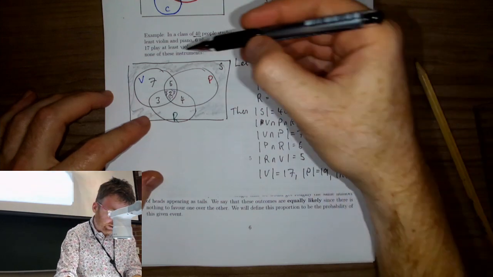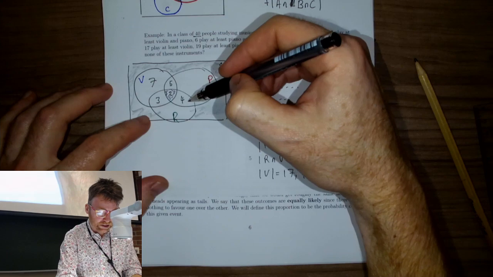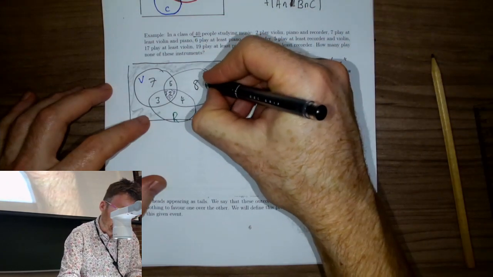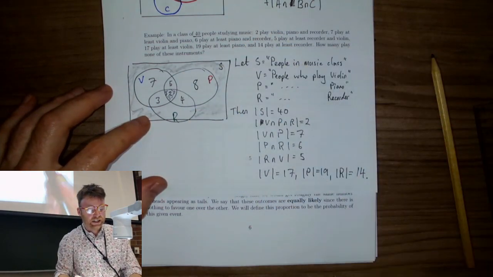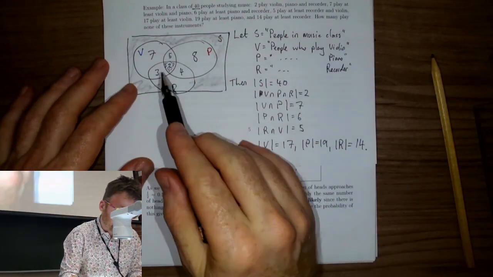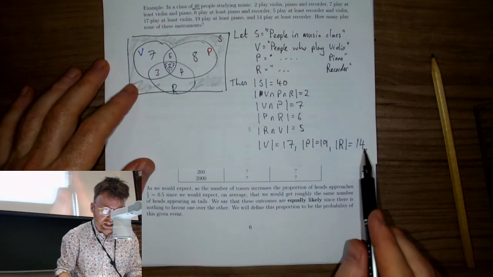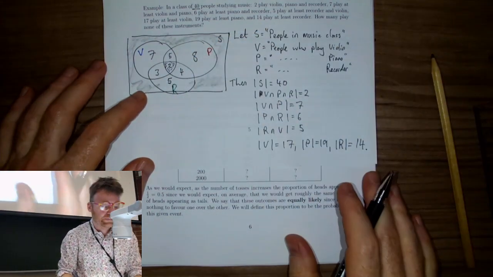Piano, well, let's have a look at you, piano. 11 people in here play other instruments, including piano. 19 play piano, which means 8 play exclusively the piano. This total here making up the 19. And then finally down here, 9 people in the intersection. 14 people play recorder, which means 5 people down here.